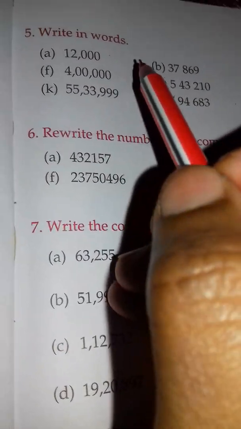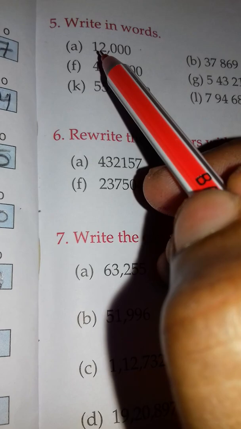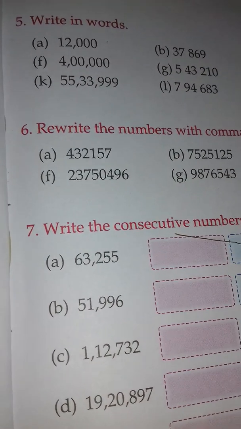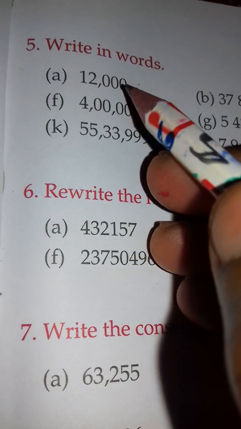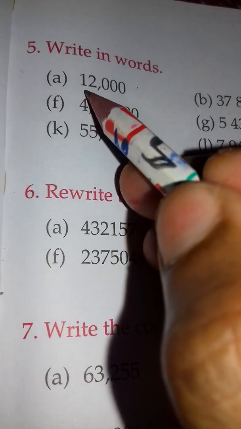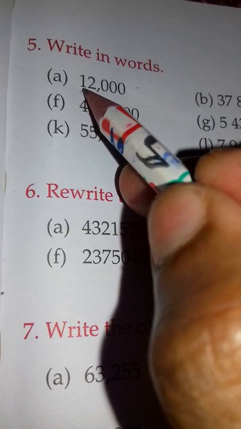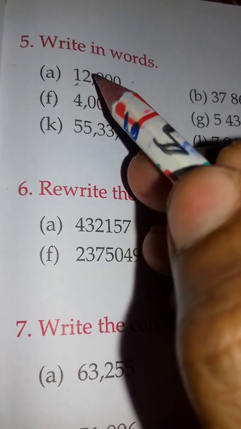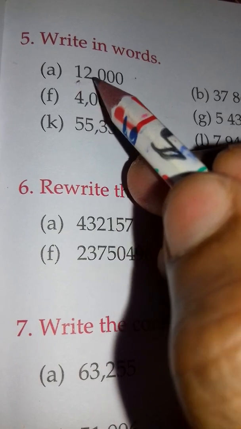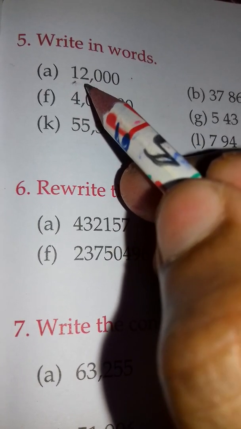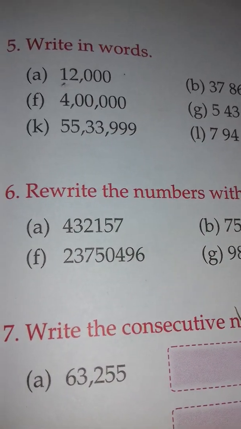So let us start. Your first one is given 12000. So how will we read it? We will start from the right side. Ones, tens, hundred, thousand, 10,000. Now the 1 shows the place of 10,000 and 2 shows the place of 1,000. It means both these digits show that it is 10,000 plus 2,000, 12,000. So how will we write in words?